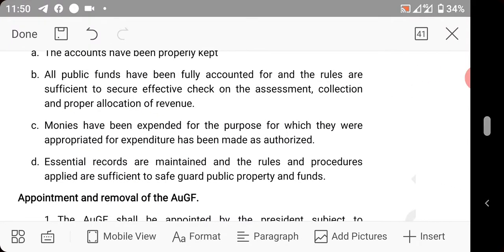C. Monies received, monies have been expended for the purpose for which they were appropriated. In the public sector, before a sum will be spent, it must first of all be provided for in the annual budget. So it is the duty of the auditor to ensure that all sums spent in that year were provided for in the annual budget of the government. So these are what he must state in his opinion.